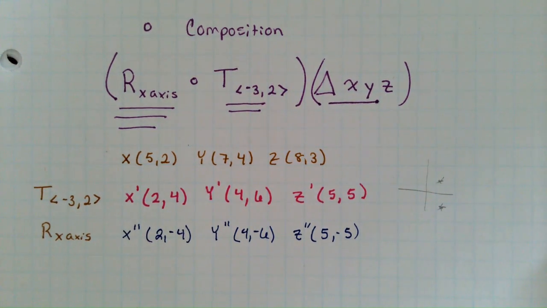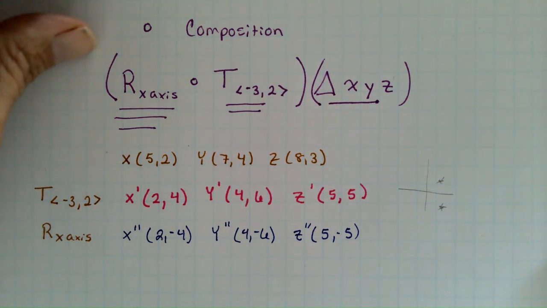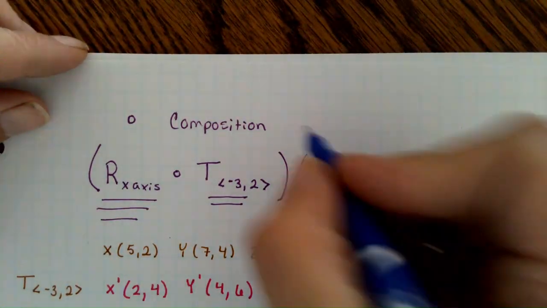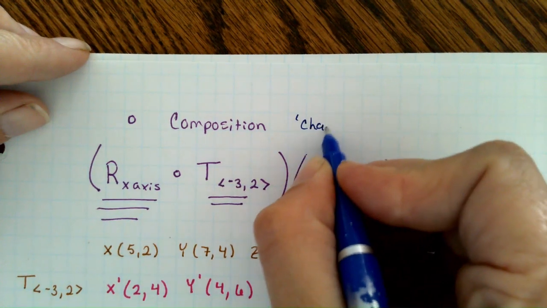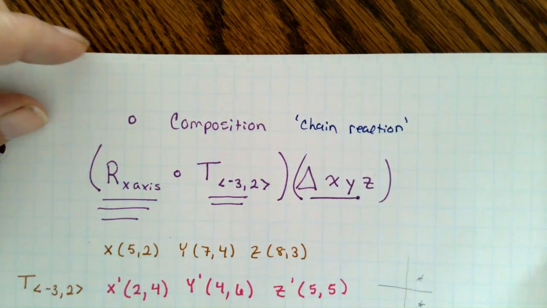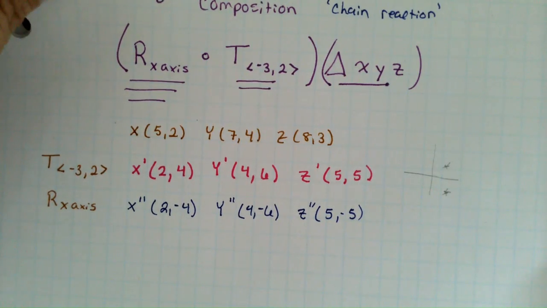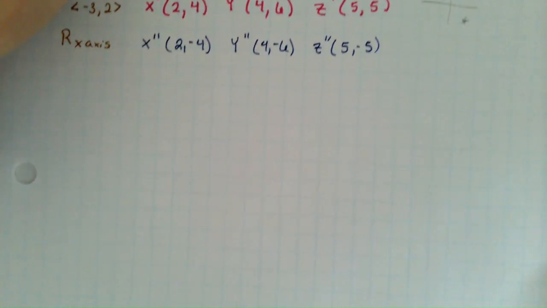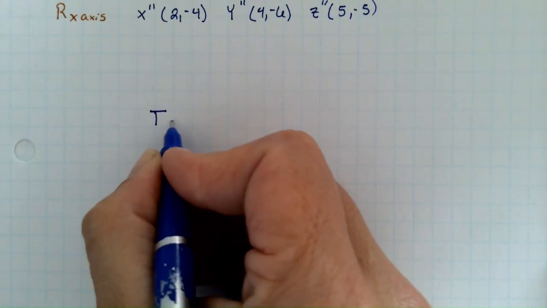So if you're a visual person, go ahead and draw it out. Physically move it left 3 and up 2. Physically reflect it over the x-axis. But we can go ahead and do these just numerically as well. So again, a composition, you can think of it as a chain reaction. Do this and then do that. Okay, so somebody has written a chain reaction of this.